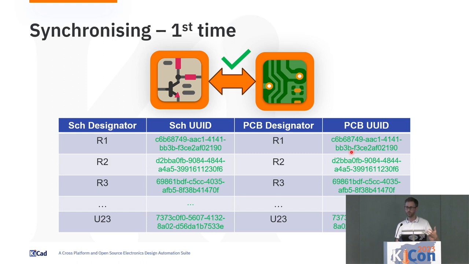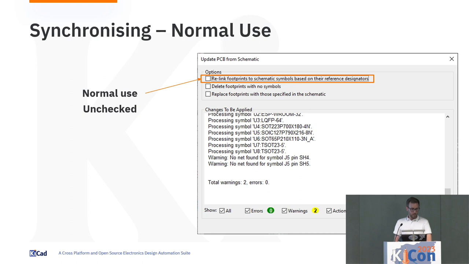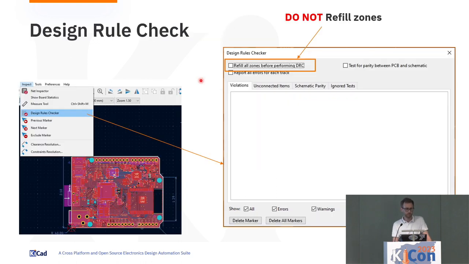So if you did a reannotation, for example, you'll be able to propagate that reannotation between the two. Then in normal use, just make sure that you leave that checkbox unchecked, because you don't want to link by designator. You normally want to be linking by the UIDs.